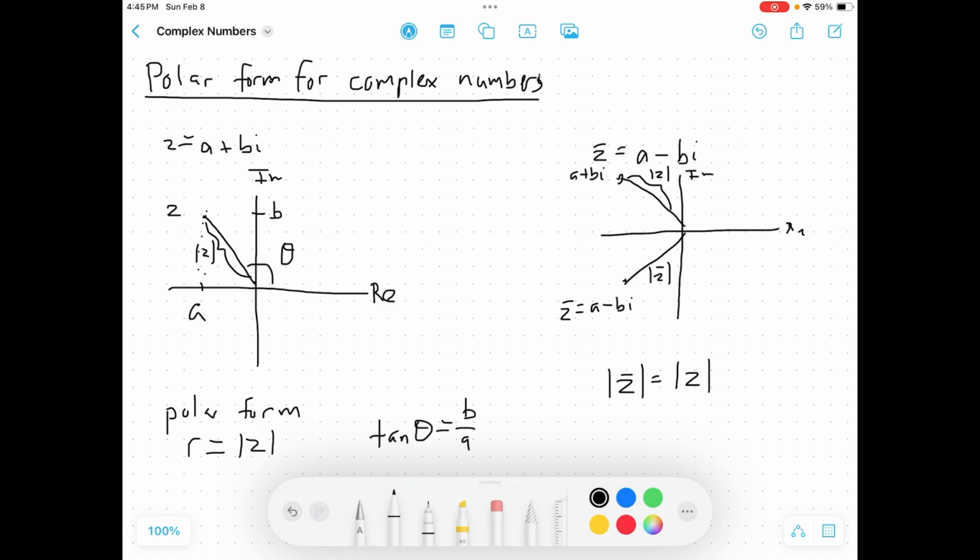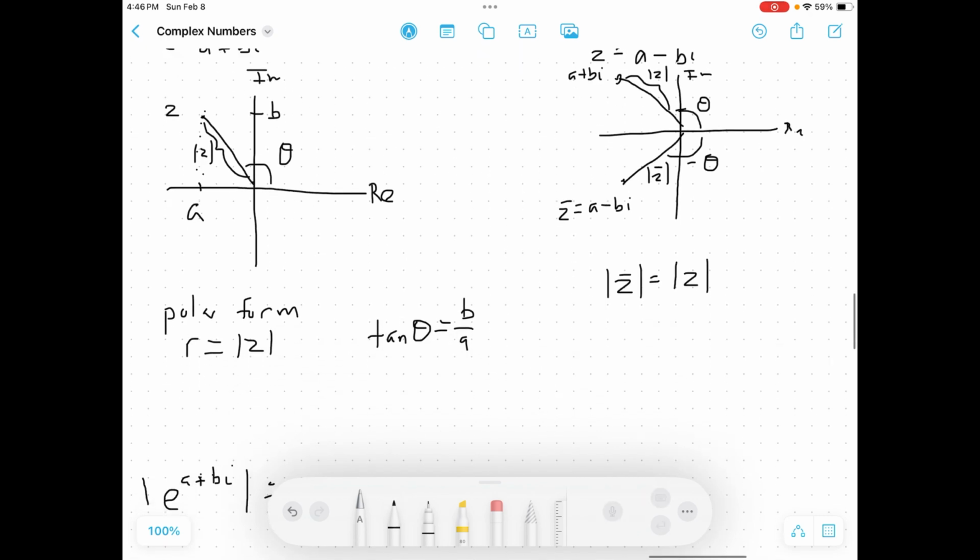However, our angle does change accordingly, so technically whatever this angle here was, instead of rotating counterclockwise as we normally do, if we rotate clockwise, we should get to the complex conjugate of our original value. So essentially we flip from positive theta to negative theta. This is all well and good. Why do we care?